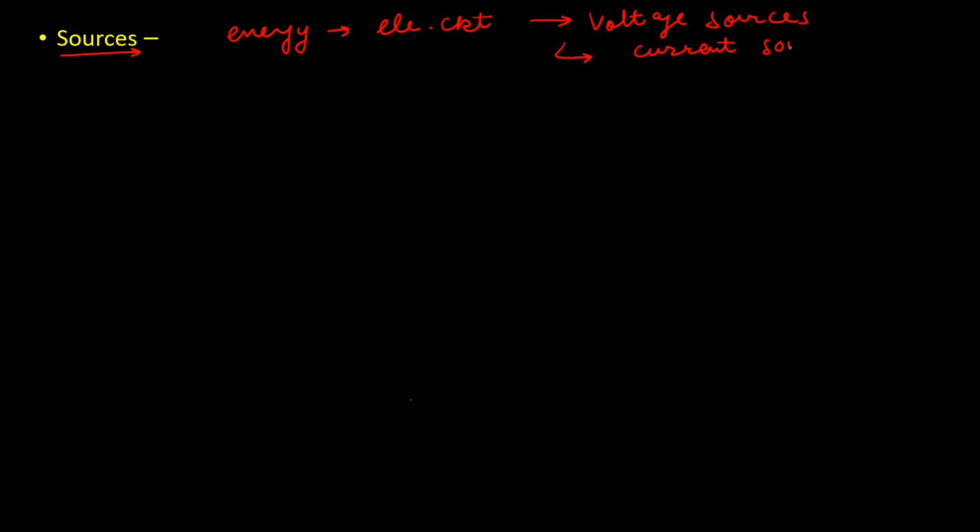In this lecture, we are going to learn about what are sources. So what are sources? Sources are basically circuit elements that provide energy to an electrical circuit. They are classified as voltage sources and current sources. On the basis of dependency, they are further classified as independent sources and dependent sources.